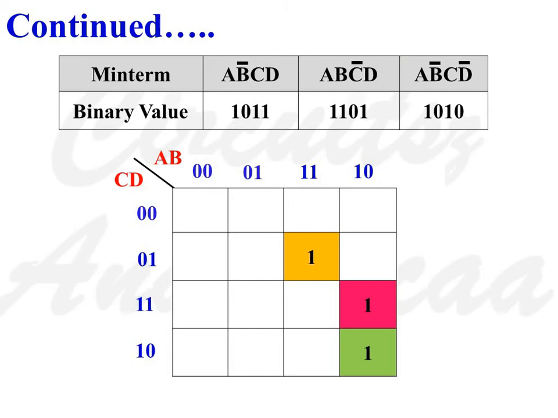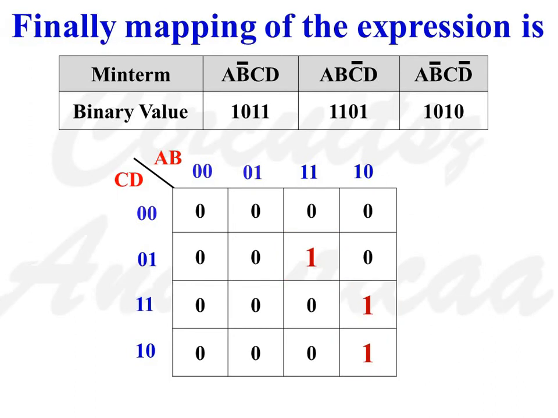So these are the cells with logic 1. These 3 cells correspond to the 3 minterms of the given function. Remaining cells of the K-map are filled with logic 0. So this is the final K-map after mapping the given standard sum of product expression.